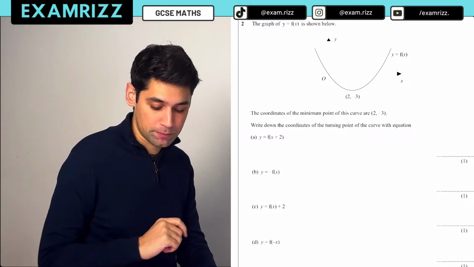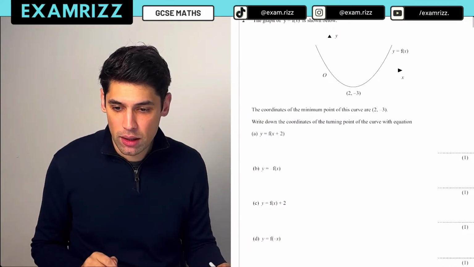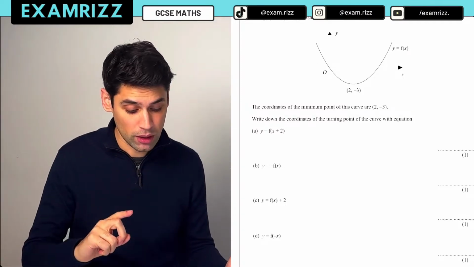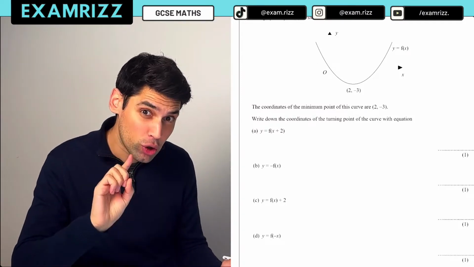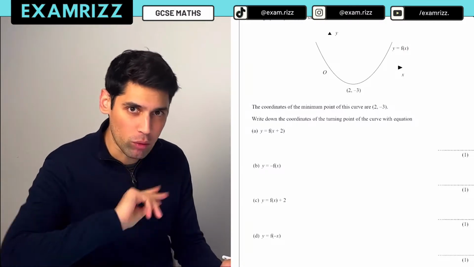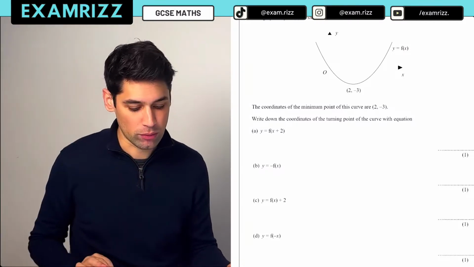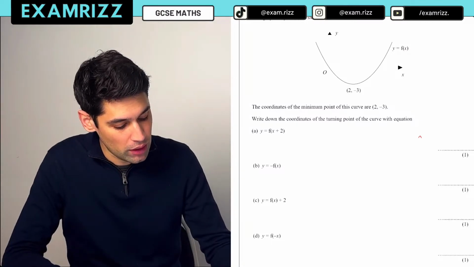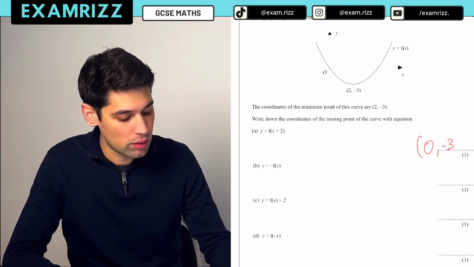So let's see this one. Part A, the change is inside the bracket, so it's an x transformation. It is a +2, but we're going to do the opposite of what we expect because it's an x transformation. So we're going to -2 from only the x coordinates. So that's going to create 0, -3.